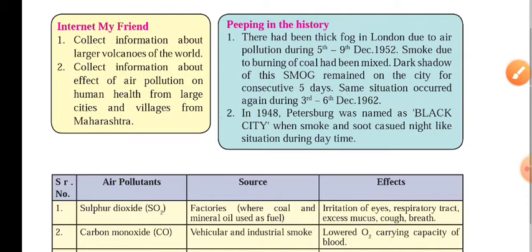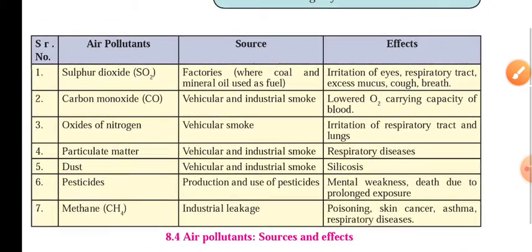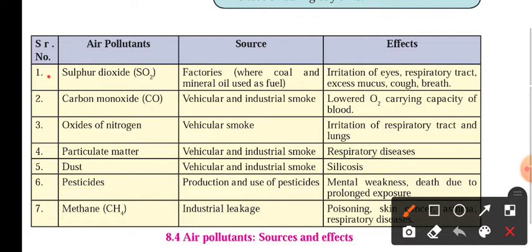Further, they have given some air pollutants, their sources and effects. First, they have given sulfur dioxide. Factories where coal and mineral oil are used as fuel are the source, and the effect of this is irritation of the eyes and the respiratory tract, excess mucus, cough, and shortness of breath. A person is not able to breathe easily. The next they have given is carbon monoxide, from vehicular and industrial smoke that produces this particular gas which we call carbon monoxide.